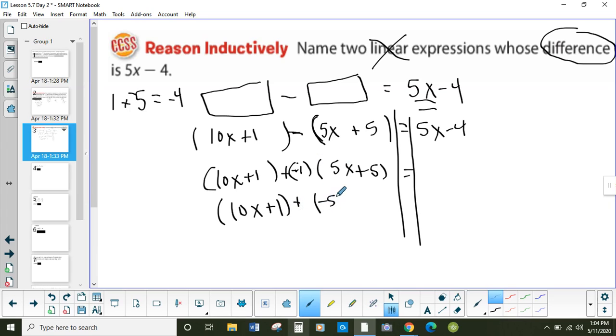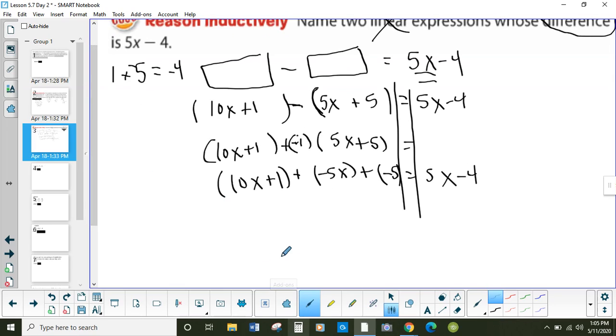Distribute our -1, distribute our -1 here, and all this should equal 5x minus 4 if we didn't mess up. If we messed up, we'll go back and fix it. Combine my like terms, and I see that I have an expression that is equivalent, or the same, as 5x minus 4, so we did it right.